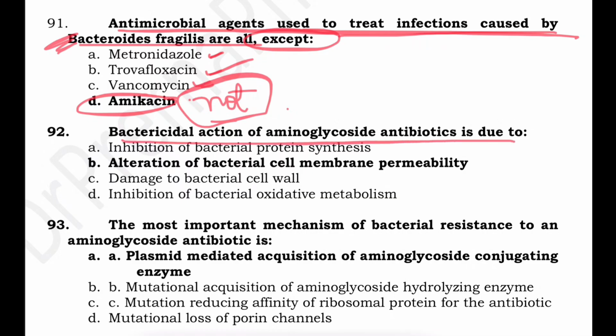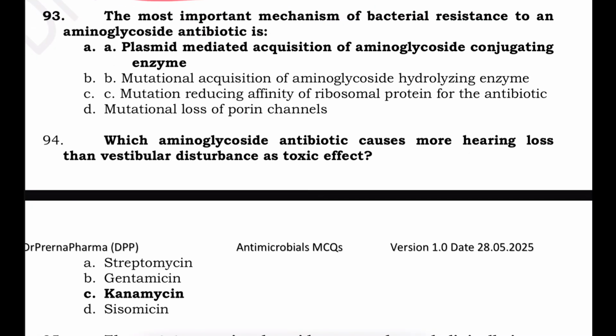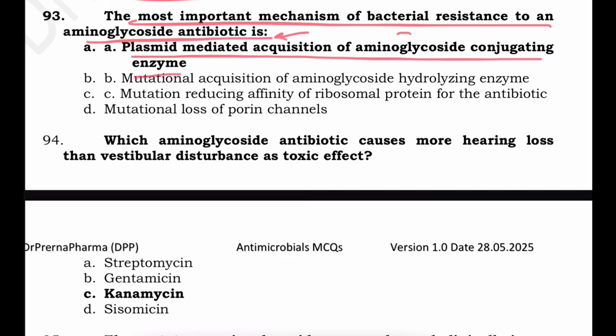Bactericidal action of aminoglycosides is due to inhibition of bacterial protein synthesis, alteration of bacterial cell membrane permeability, damage to cell wall, inhibition of oxidative metabolism. So the bactericidal action of aminoglycoside is based on the property to alter the integrity of the cell membrane, so sensitive bacteria become more permeable and amino acids leak out. The most important mechanism of bacterial resistance to an aminoglycoside antibiotic: resistance develops by plasmid mediated acquisition of conjugating enzyme.